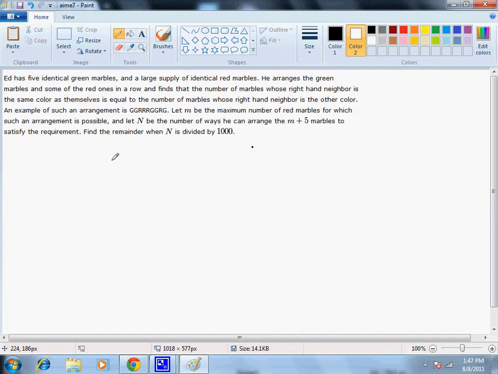GGRRRGGRG. Let m be the maximum number of red marbles for which such an arrangement is possible, and let n be the number of ways he can arrange the m plus 5 marbles to satisfy the requirement. Find the remainder when n is divided by 1,000.